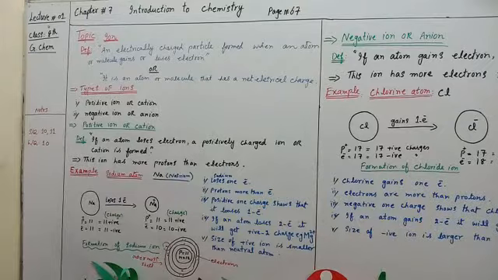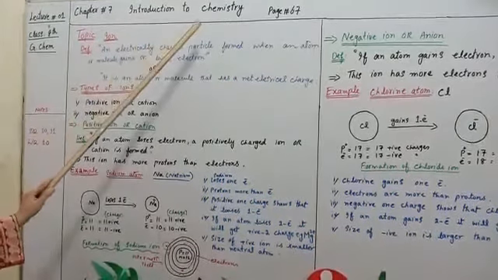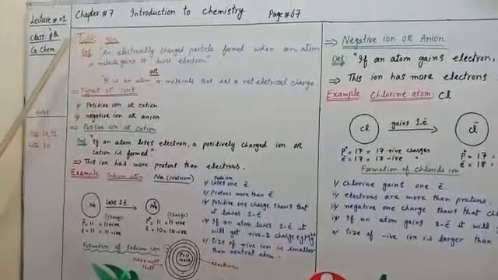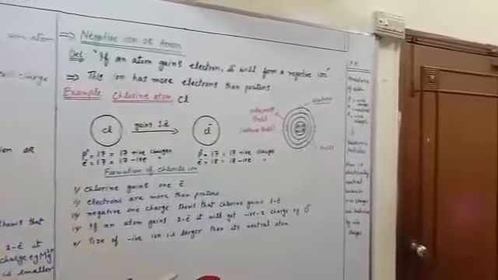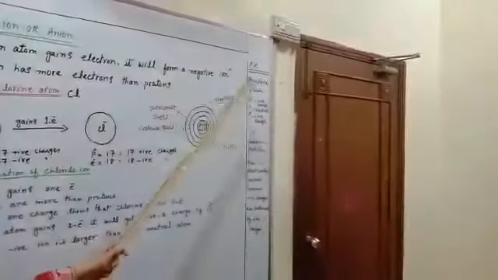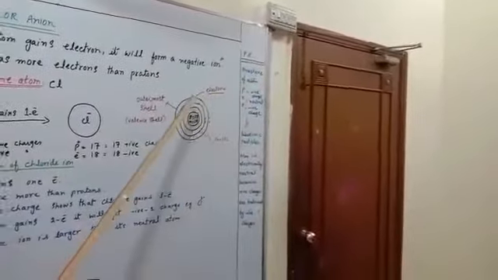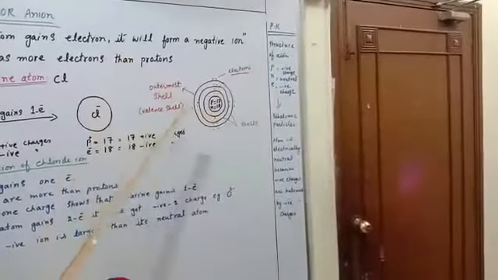Let's start our lecture, chapter number 7, Introduction to Chemistry. You have already studied the structure of atom and the structure of molecules. Okay, structure of an atom. I have drawn an atom of chlorine.